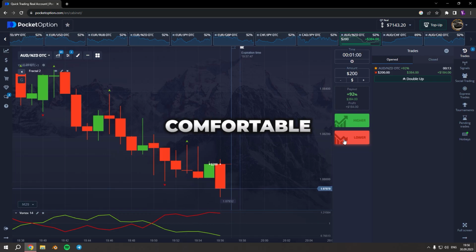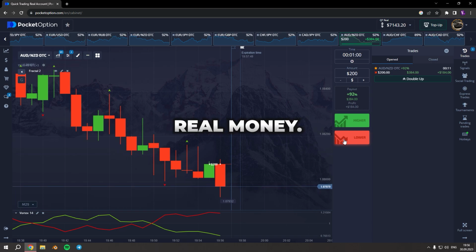Remember to practice and get comfortable with the strategy before trading with real money. Always be patient and stick to your trading plan.